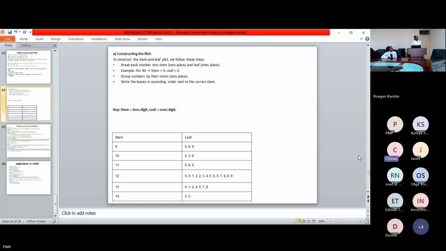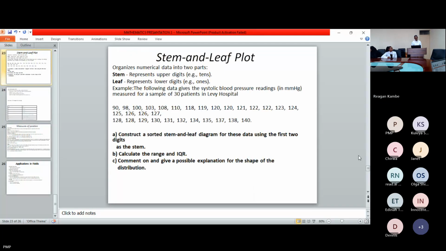Okay. You can see the stem and leaf, right? Yes. So we have the stem. Start by going back to the previous slide. I think they are related to this. This one.